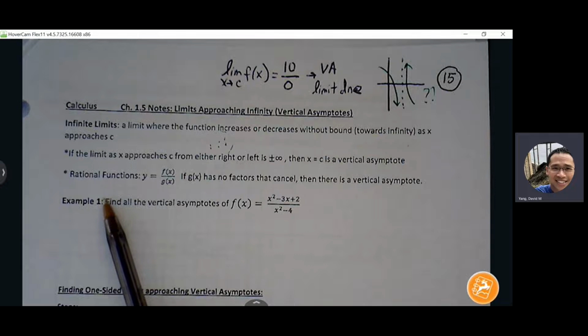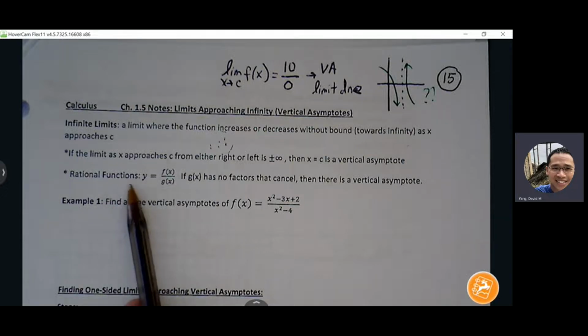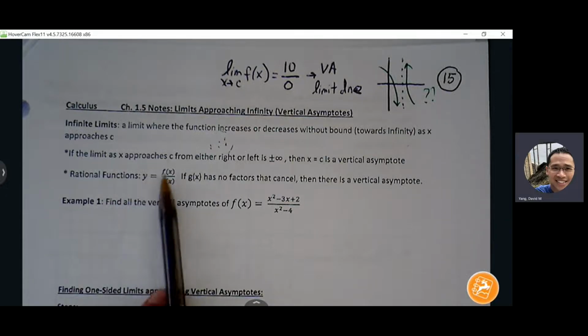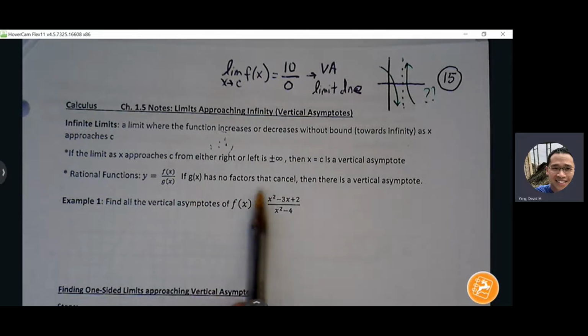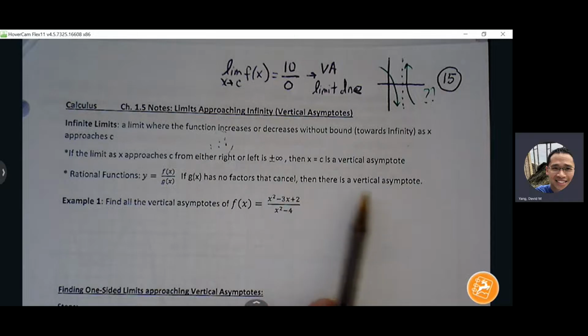Okay, so how do we spot a vertical asymptote if we're looking at an expression? Well, first, confirm that it's a rational function. So basically, we're focusing our attention in the denominator. If the denominator has no factors that cancel, then there's a vertical asymptote. So if we want to find out any vertical asymptotes, we always look in the denominator to see if there's any variables in the denominator that does not have a matching pair in the numerator for us to cancel out. Okay, vertical asymptotes always come from the denominator.